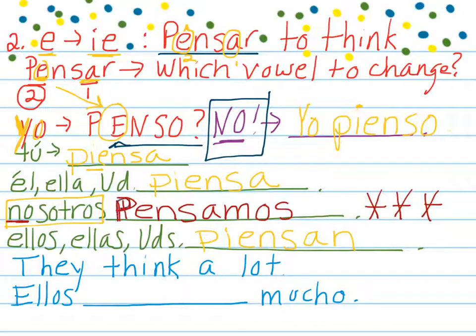That's supposed to be one P. Pensamos. That's not an R. That's a P. Let me see if I can fix that. Oops, lost my S. There. We think, pensamos.